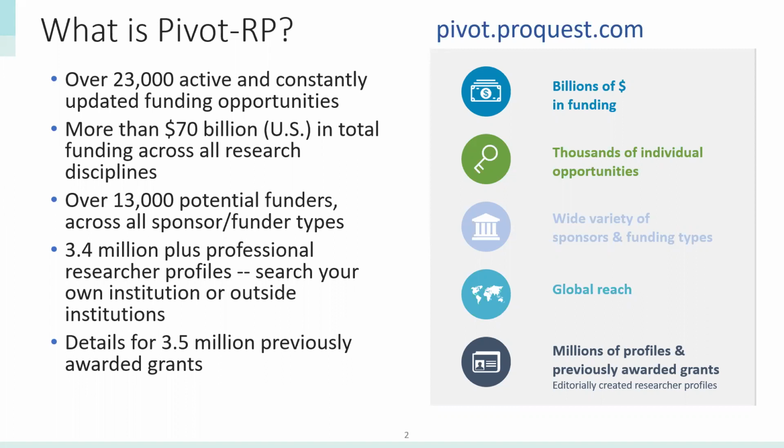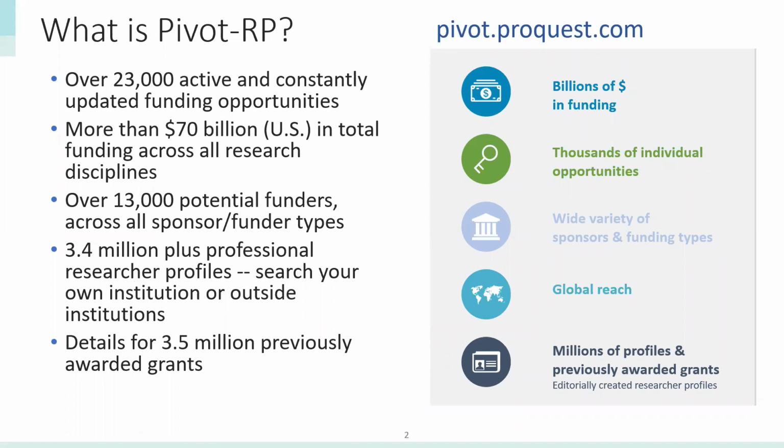So when we talk about 23,000 active and constantly updated funding ops, be aware that that will vary from one day to the next. When you do a search in Pivot, you're only searching the database of live, active funding opportunities whose deadlines have not expired yet. As a deadline expires, that opportunity drifts away and will not be featured in any search that you do.